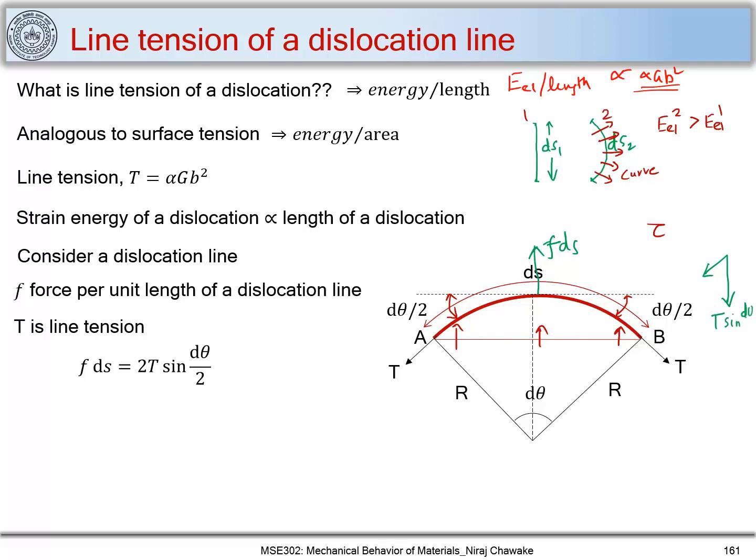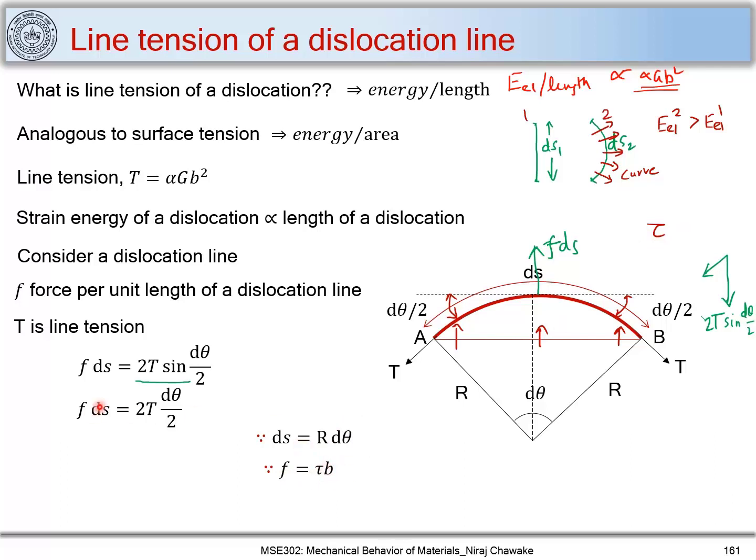sine d theta by 2, and we have these two tensions here. So here it will be 2T sine d theta by 2, and we said that this d theta is very small, so we can write sine d theta by 2 as d theta by 2. Now this ds, using this geometry, we can write as r d theta, and F, that is force per unit length of a dislocation line, in terms of the shear stress which we have applied, we can write as tau b, where b is the Burgers vector.